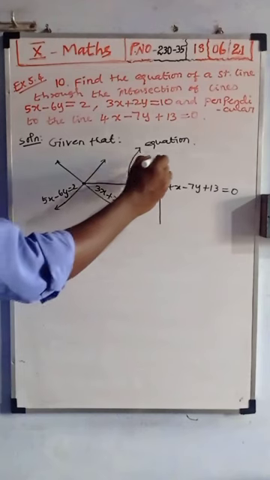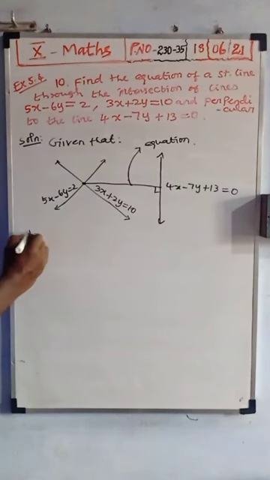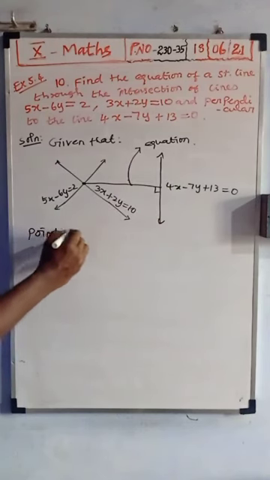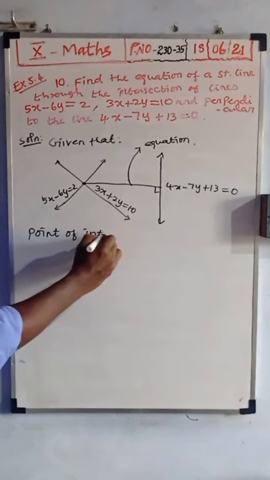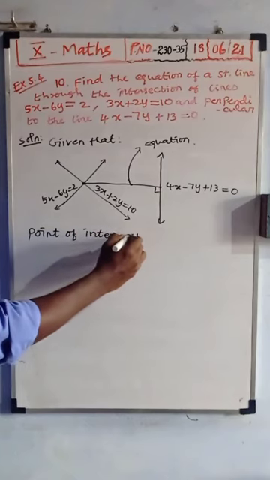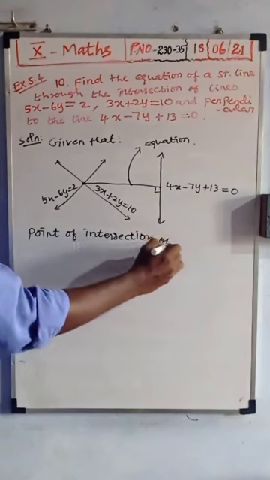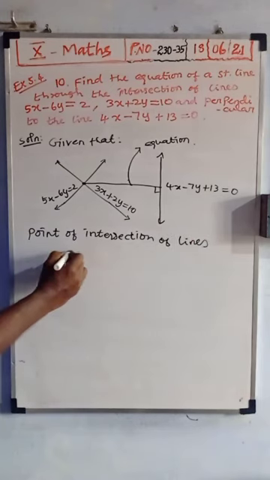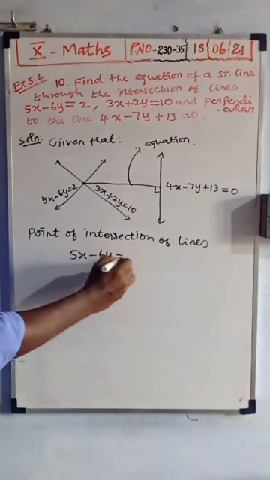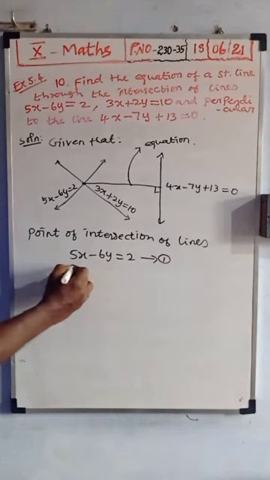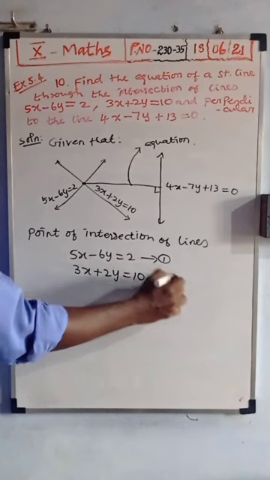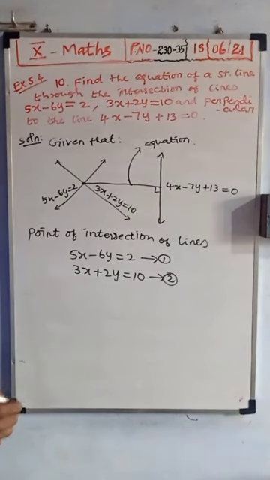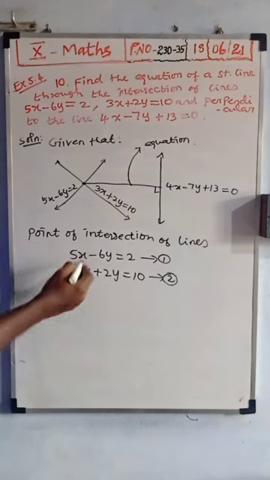Now see, first the point of intersection of the lines. First, 5x minus 6y is equal to 2. This is equation 1. Next, 3x plus 2y is equal to 10. This is equation 2. Solve 1 and 2. Okay, so we will get the value of one of the variables, x or y.